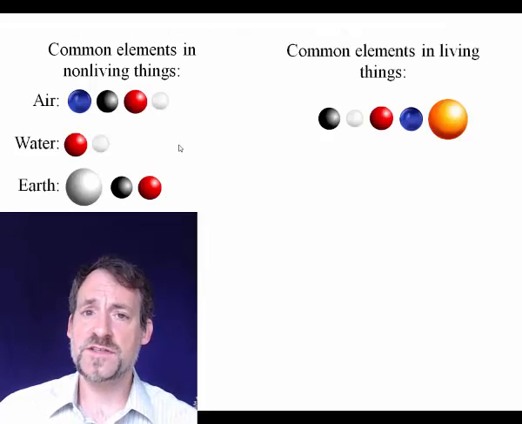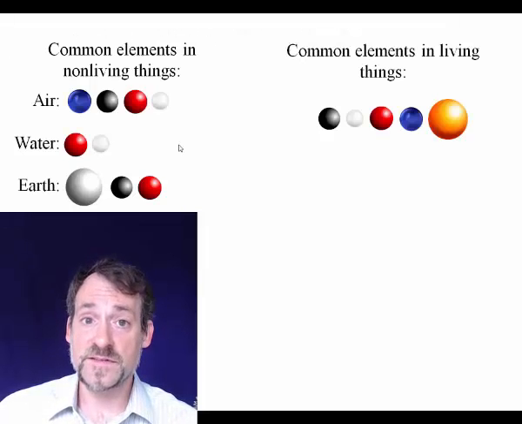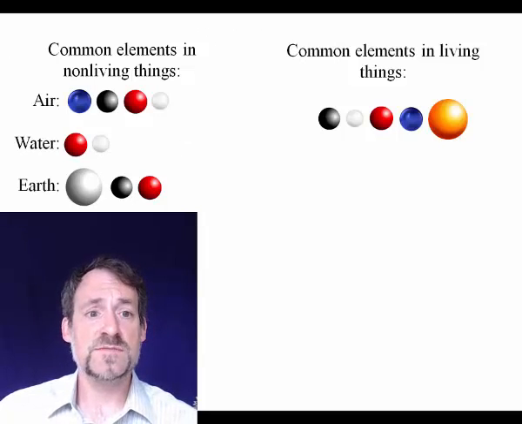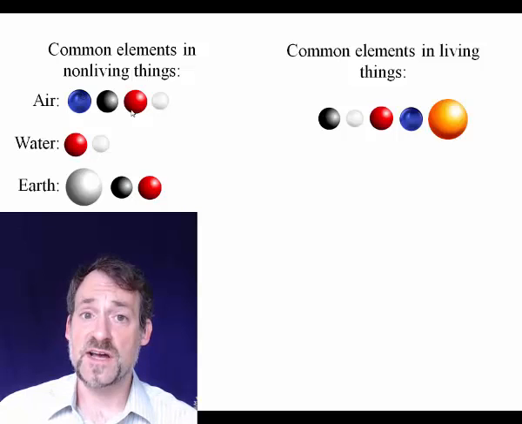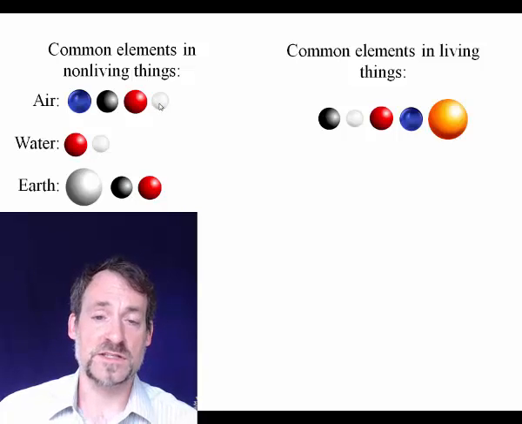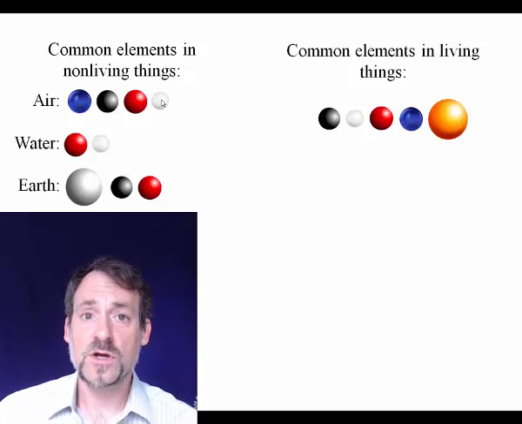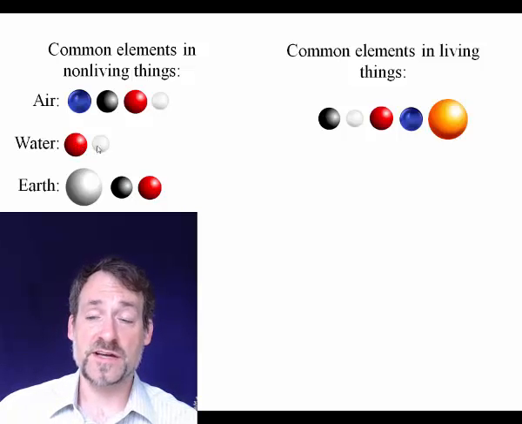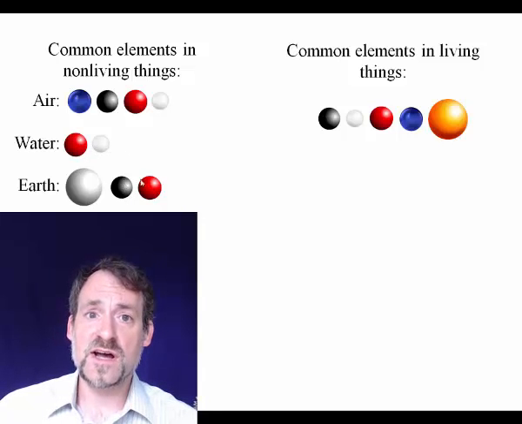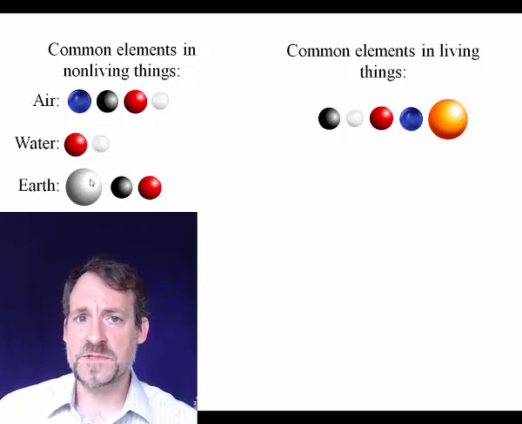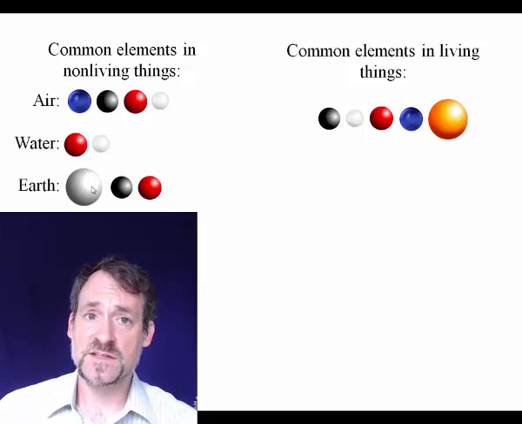Okay, there are some elements that are very common in non-living stuff. Air is mostly nitrogen, that's the blue atom here. There is carbon dioxide in the air, the black carbon and the red oxygen. And there's also a variety of compounds containing hydrogen that are floating around. Water, of course, is oxygen and hydrogen. And in the earth, there are things like carbon, there's oxygen, but this is not a white atom, this is a gray atom, that's silicon. That's very, very common in the Earth's crust.